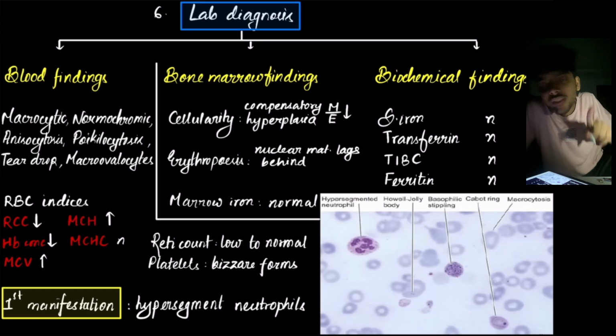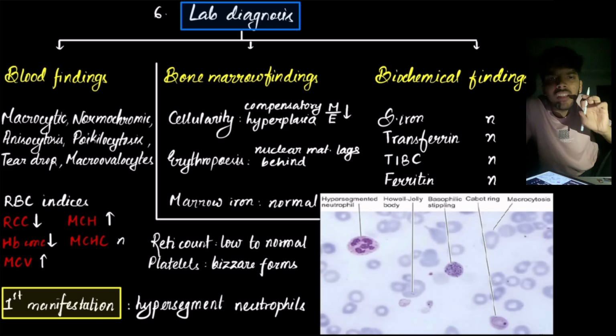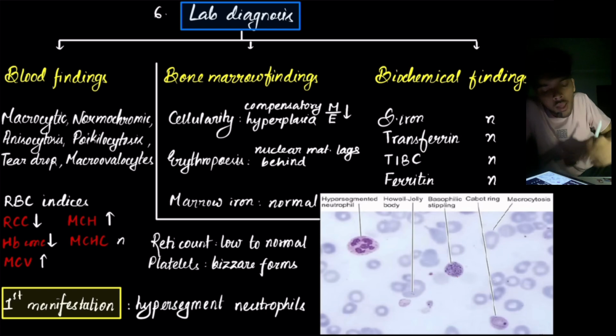And most important of all, the very first manifestation of megaloblastic anemia. Let's say a person suffers from megaloblastic anemia. The very first manifestation that is seen in the blood of that person is hypersegmented neutrophil. Neutrophils usually have 3 to 4 lobes, right? But in hypersegmented neutrophil, you are going to find more than 3 to 4 lobes, many lobes of nucleus inside the neutrophil.